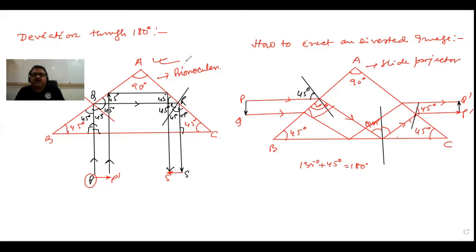Okay. Now I'm going to show you the action of equilateral prism. Take the example of equilateral prism. So a 60 degree, 60 degree, 60 degree prism. Correct? And equilateral prism is a 60 degree, 60 degree, 60 degree prism. Now watch this. What will happen?